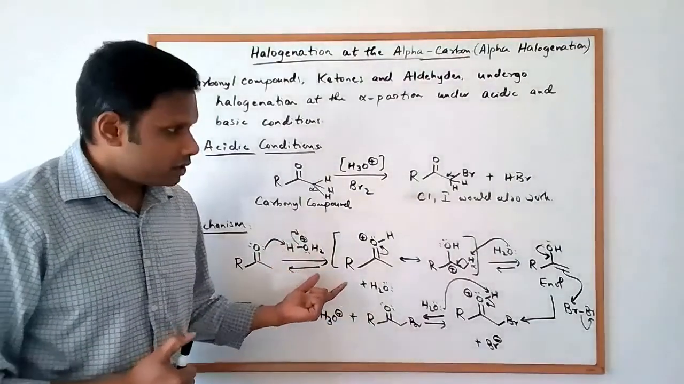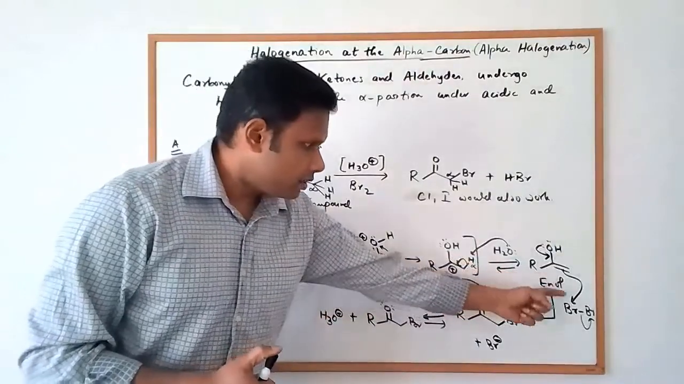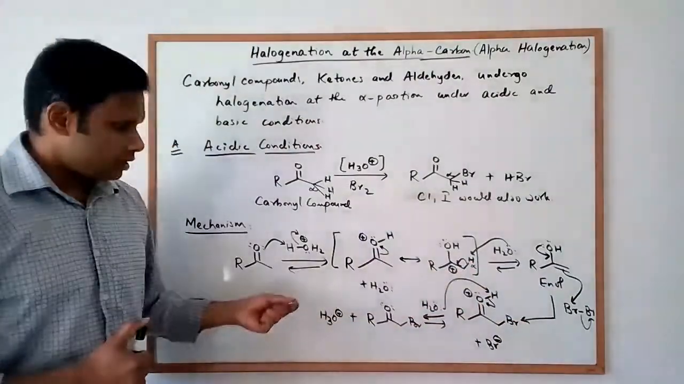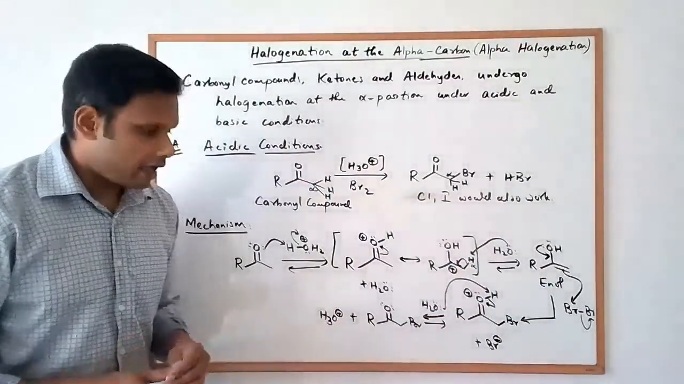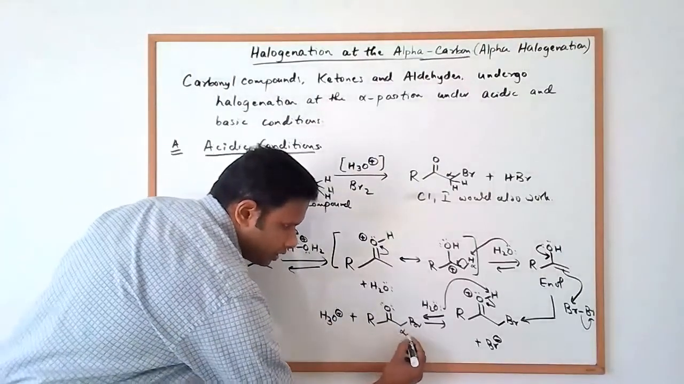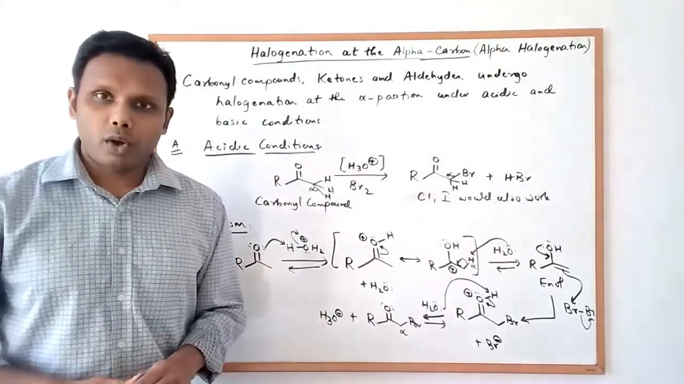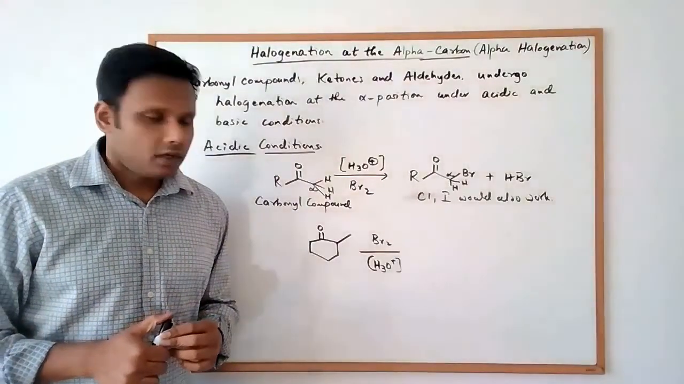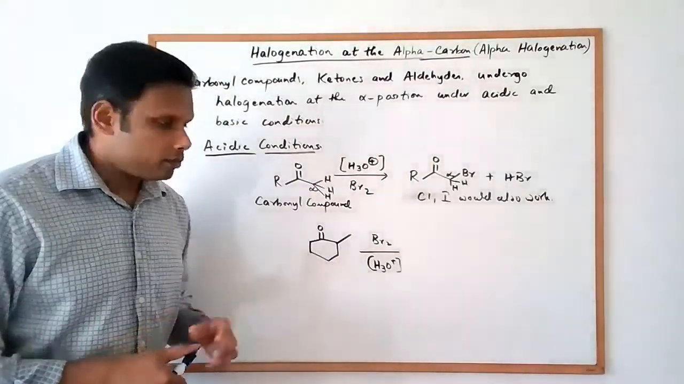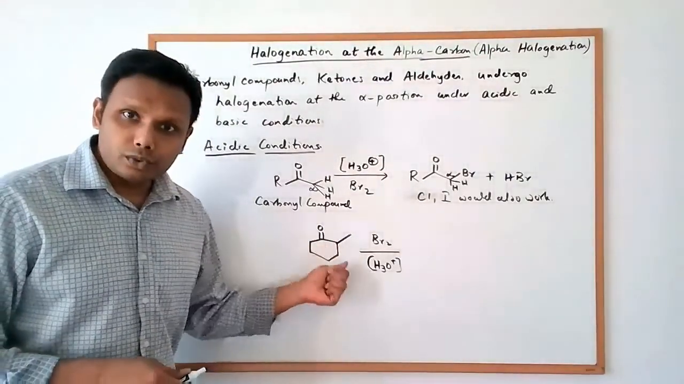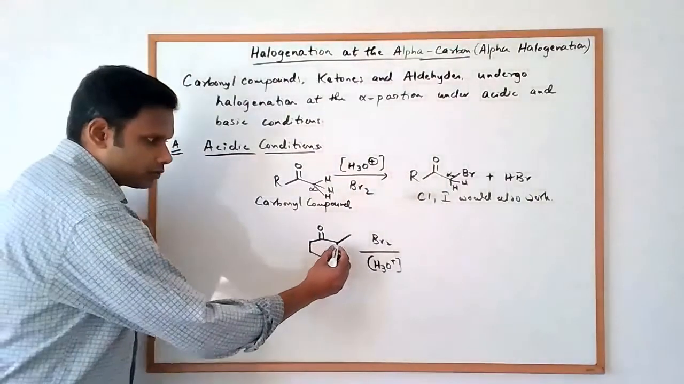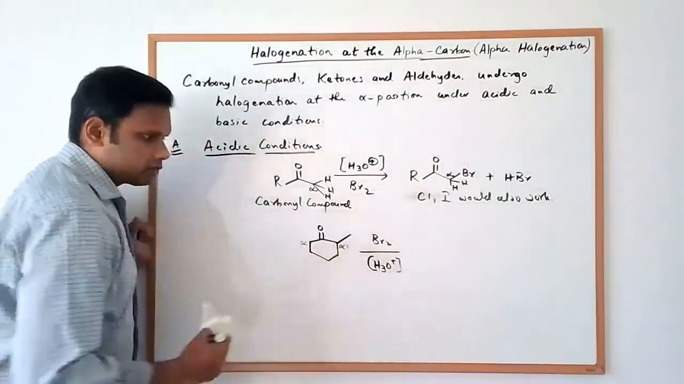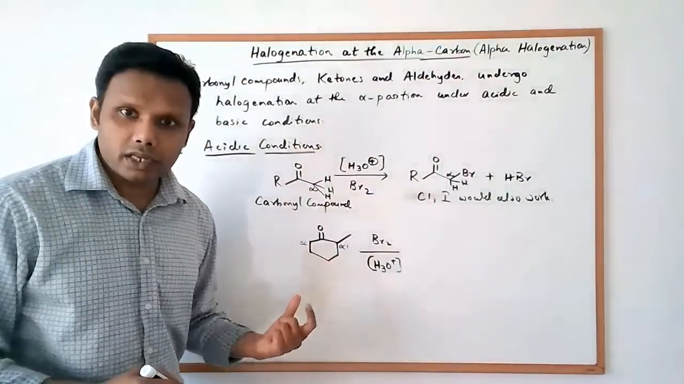It involves the initial formation of an enol and then a nucleophilic attack by the enol on the halogen atom, and it gives us the alpha-halogenated compound. So the halogen is at the alpha carbon of that compound. Now, in case of an unsymmetrical carbonyl compound, this is when we have a carbonyl compound and we have two unique alpha carbons. So notice for this particular molecule, we have two alpha carbons. We have alpha here and we have an alpha prime over there.